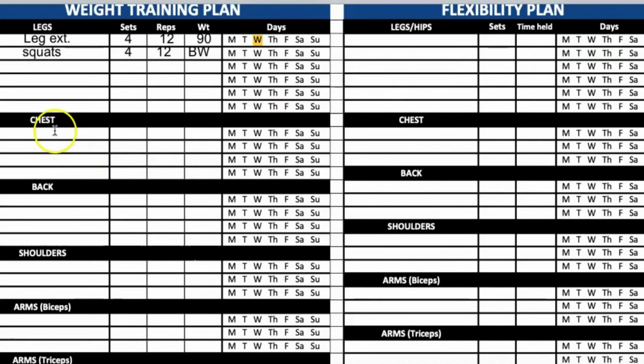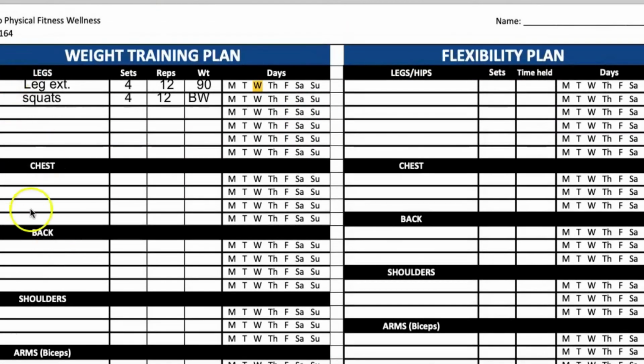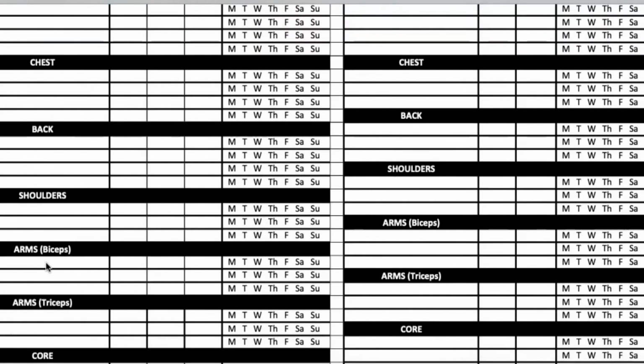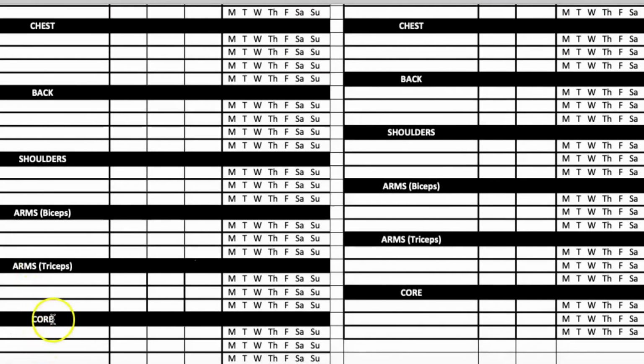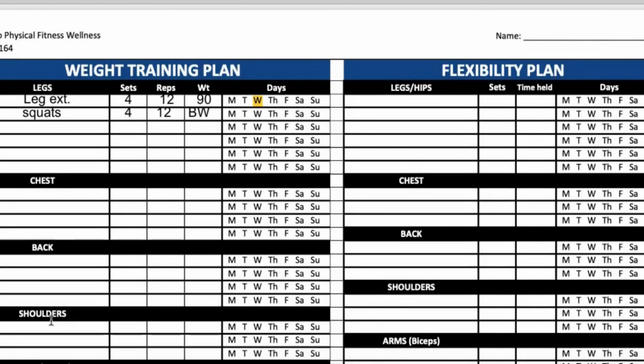So you may do chest and tricep on a separate day together. You may do back and bicep on a separate day together. I'm going to let you decide which muscle groups you're going to be working on what days. Don't forget core. Okay. Now, again, keeping in mind that you want to do strength exercises, weight training exercises at least 2 to 3 times per week.